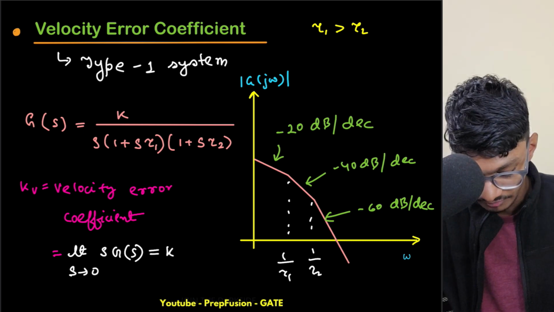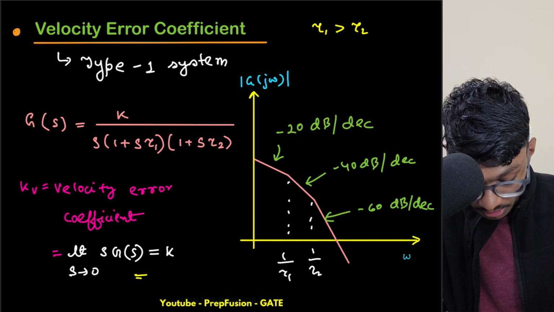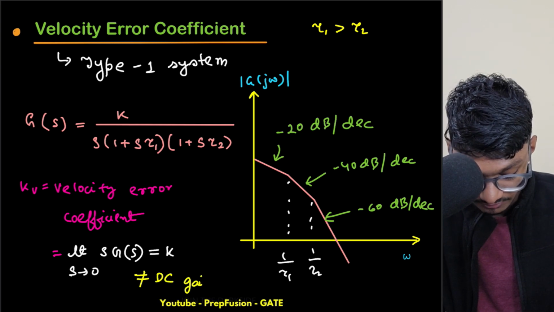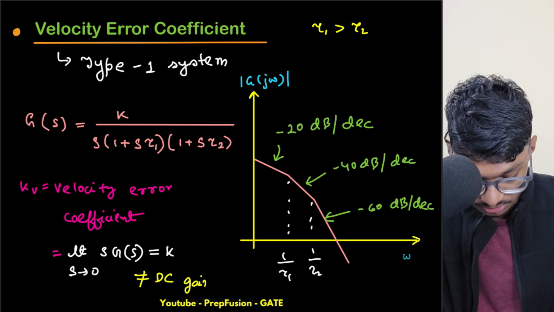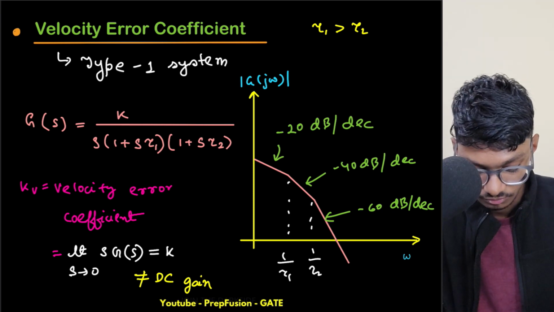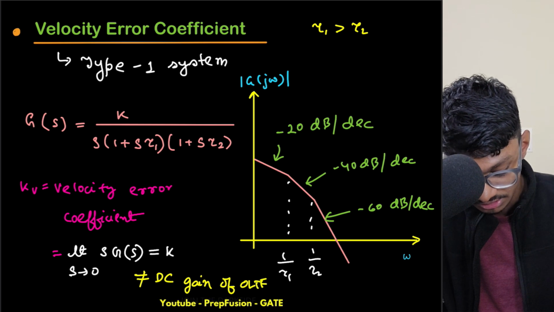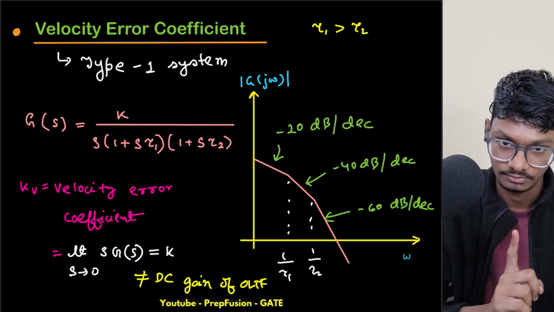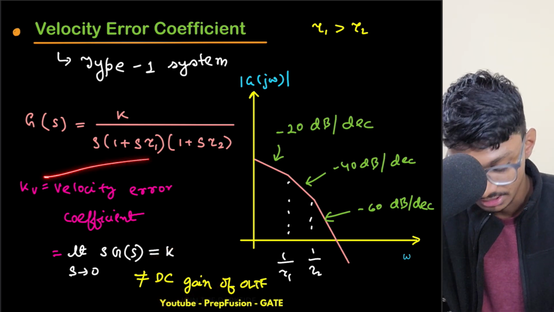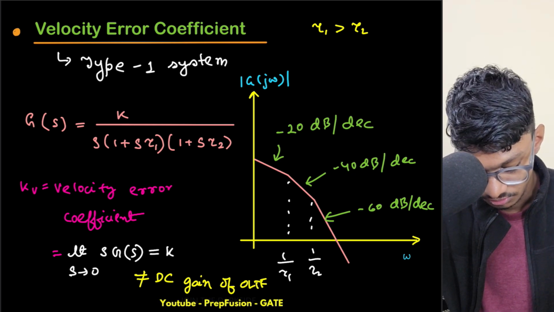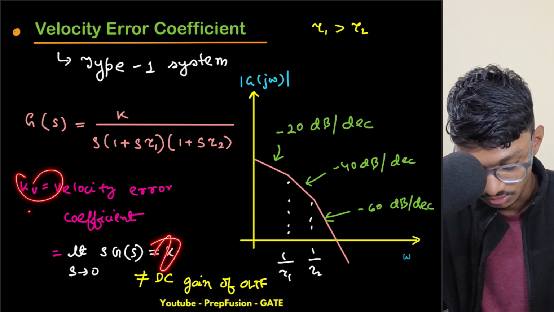So this equals Kv, and this is not equal to the DC gain, because the DC gain is infinite for this. People get a misconception about this, that this is the DC gain. No, this is not the DC gain. The DC gain is infinite for this. So this goes to k, and k is equal to Kv itself.